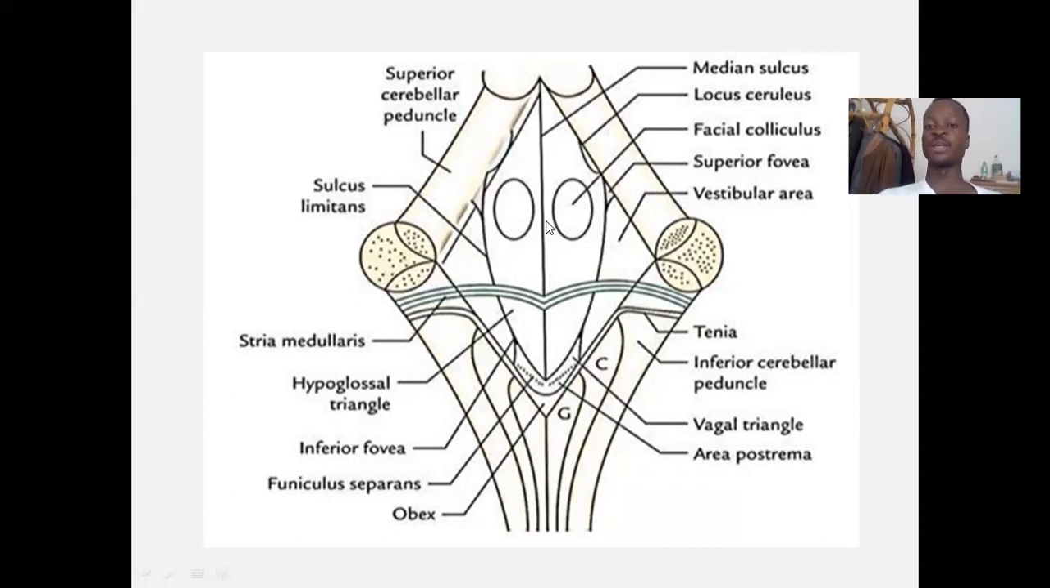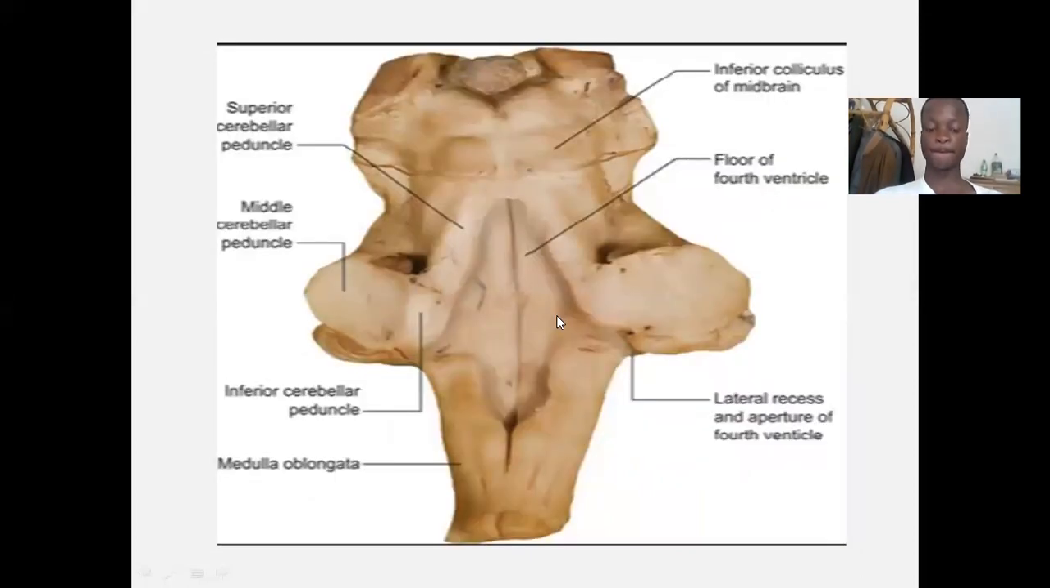Then this is your rhomboid fossa. Notice this is going to be the facial colliculus. There's the median sulcus, right? Then this region here, your locus coeruleus, is comprised of noradrenergic fibers, right? And this is the vestibular area that is lateral to your sulcus limitans, which is this one, right? Then this is your vagal trigone, which is this one. This is the vestibular. Then this is your hypoglossal trigone, which is as a result of the underlying hypoglossal nucleus, right?